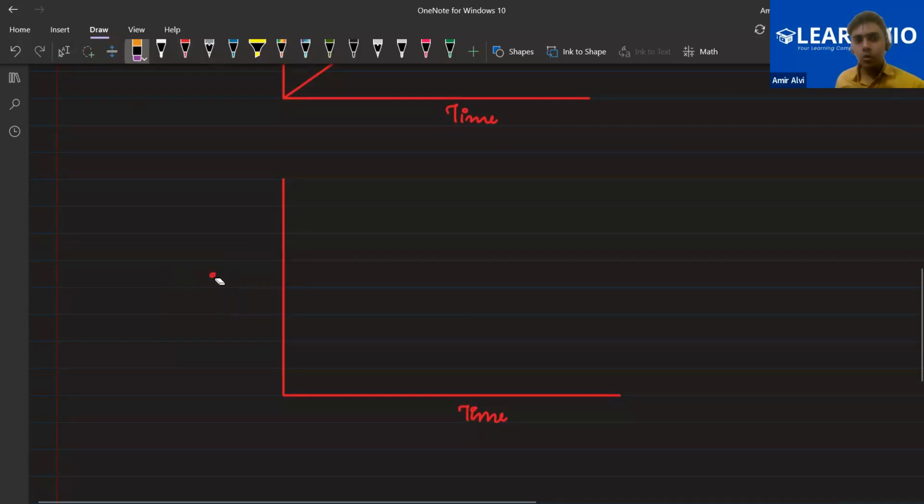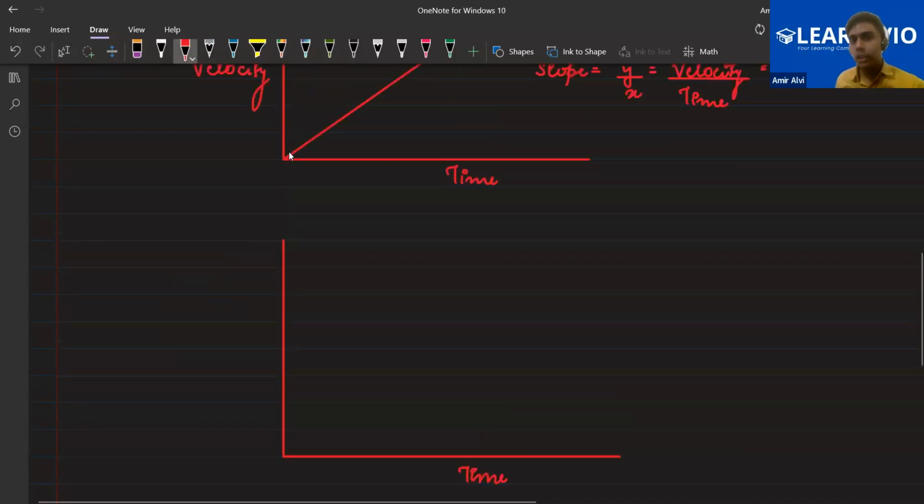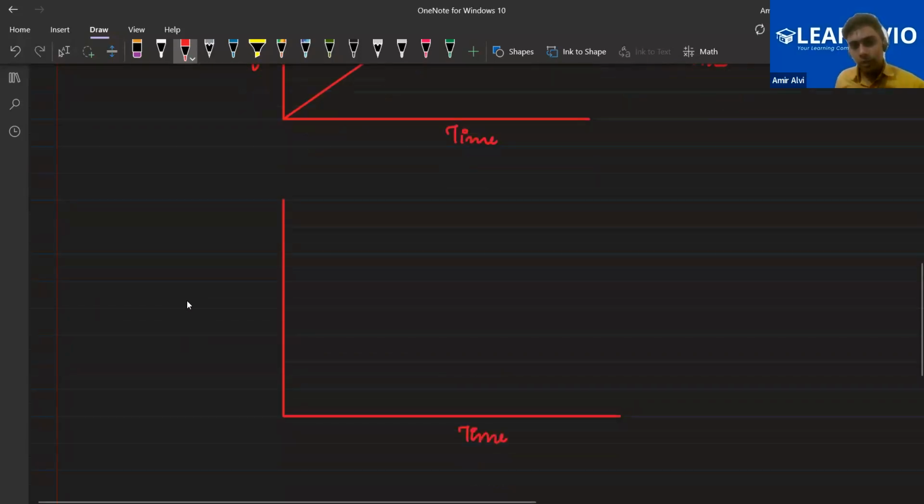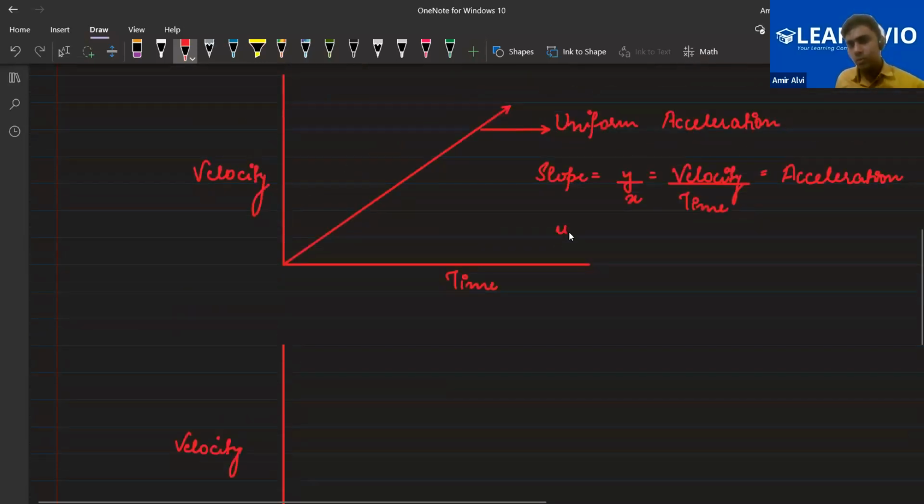So in this scenario, the initial velocity is 0 because it is starting from the origin, right? So it is velocity here. Let me write it here. U is equal to 0 in this case, okay, specifically.